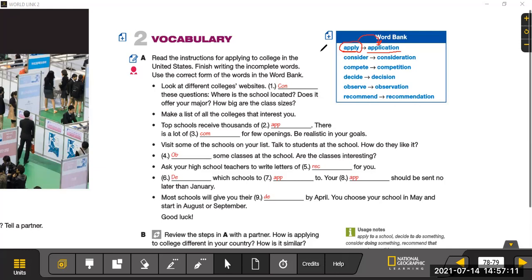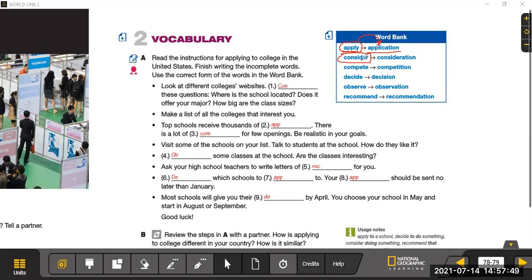Then we have consider. Consider, that is the verb. When you consider something, you are thinking about doing something. Okay. For example, if you consider buying a car, you are thinking about buying a car because maybe you need a car. Okay. So that is consider. Consideration is the noun. Consideration.